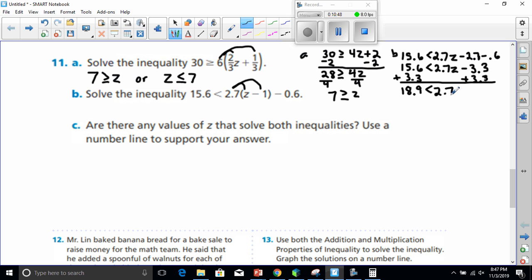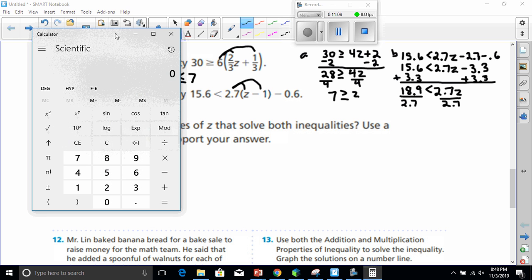And now we have to divide 2.7 away from 2.7z, leaving z by itself, which means I'll have to divide 18.9 by 2.7. Now, if I do that, I'm going to have to use a calculator here. I mean, I don't have to. I could do it the long way, but I don't want to spend all night doing this any more than you do. So we've got 18.9, and we're going to divide it by 2.7.